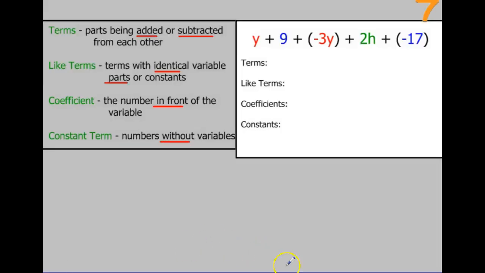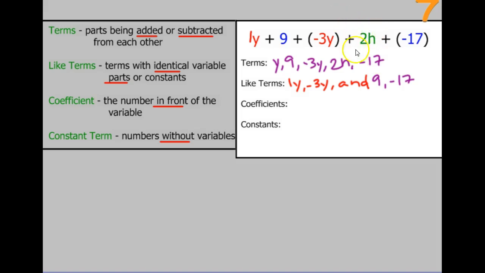Alright. There are a couple problems on your homework like this one that we already went over, one like this already, but quick refresher. Terms are the parts that are added or subtracted from each other. So our terms, just list them all out. Y, 9, negative 3y, 2h, and negative 17. Our like terms, I have these highlighted or color coordinated here. The 1y would combine with the negative 3y. And we have two other like terms as well. Just the numbers 9 and negative 17. Nothing combines with the 2h.